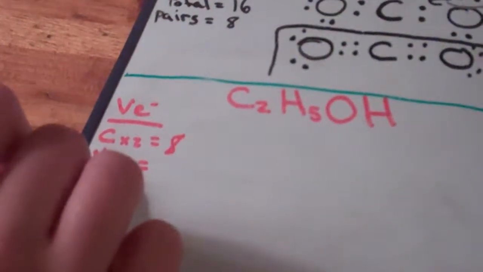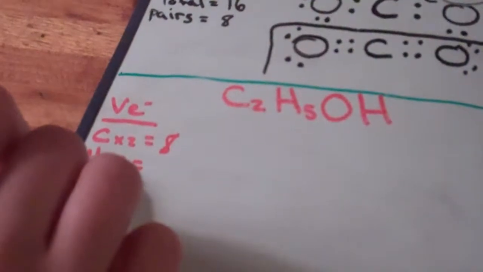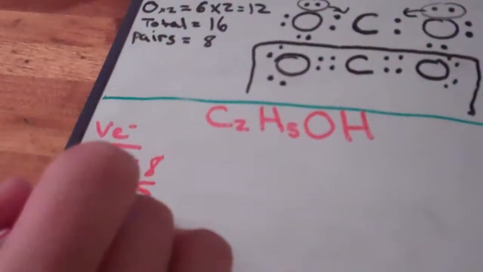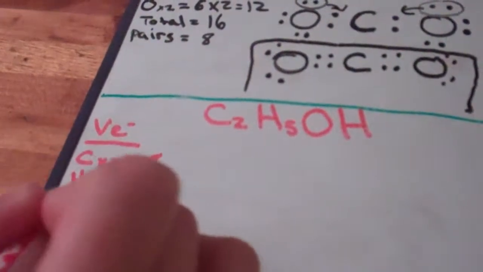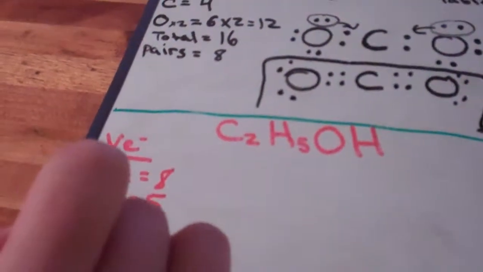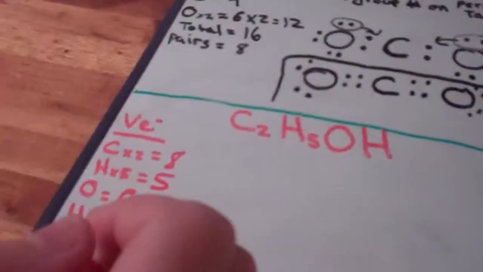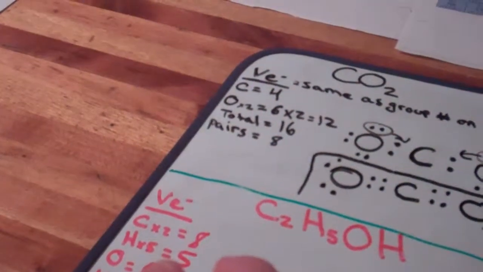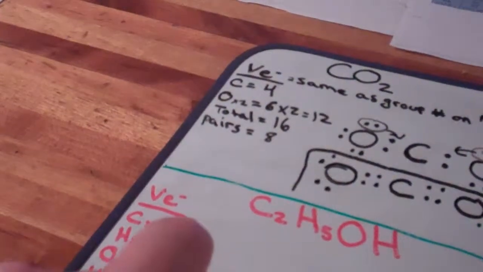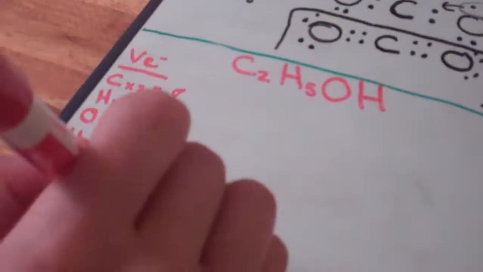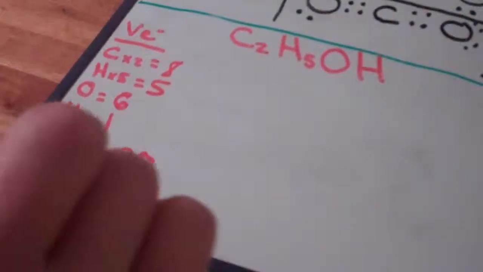And then hydrogen is in group 1, so we're going to multiply that by 5, and we'll get 5. Oxygen, group 6, so that'll just be 6 because there's only one of them. And same with this extra hydrogen, it's going to just be 1. So then the total of all of those is going to be 20. And to get the pairs, we will divide by 2, and that will give us 10. So we're going to be making 10 pairs in our structure.